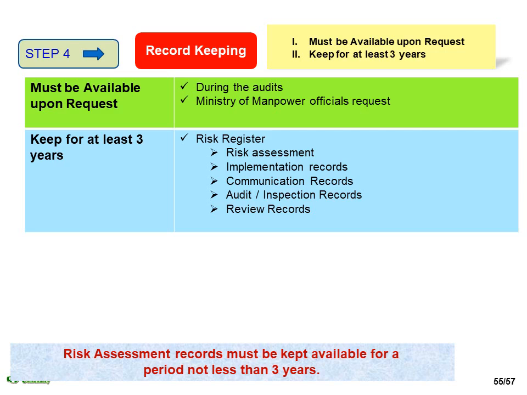Now we're going to learn another step in risk management, Step 4: Record keeping. Must be available upon request. During the audits, Ministry of Manpower officials request. Keep for at least 3 years. Risk register. Risk assessment. Implementation records. Communication records, audit, inspection records, review records. Risk assessment records must be kept available for a period not less than 3 years.